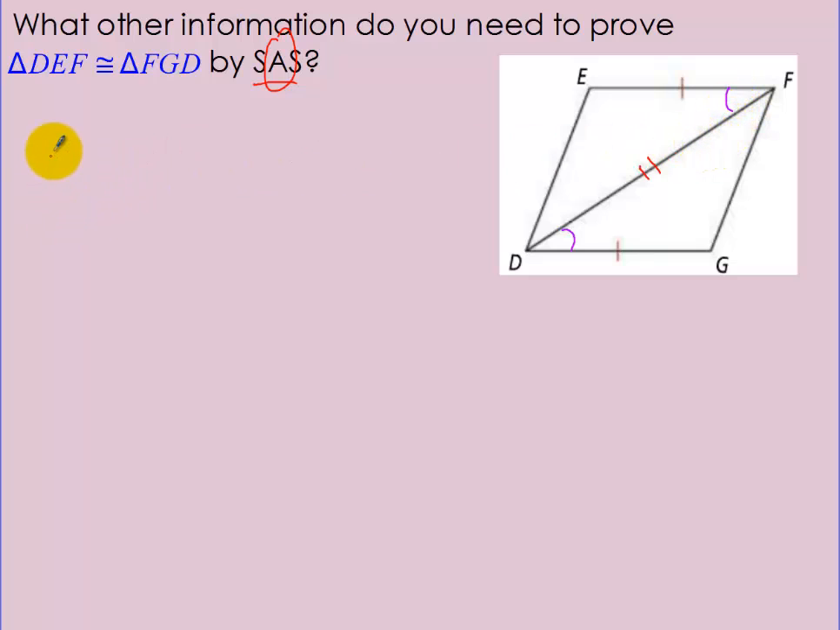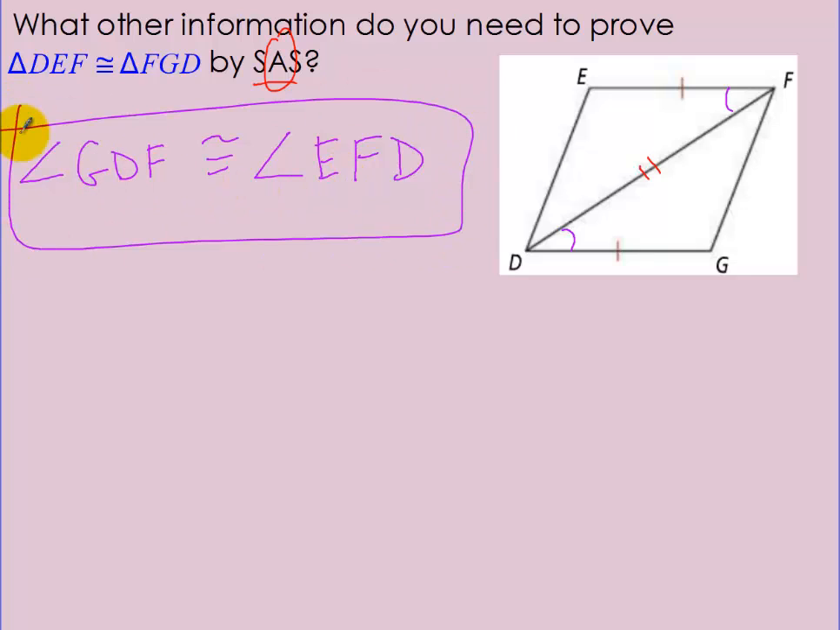So what information do we need to know? We need to know that angle GDF is congruent with, and matching this up, angle EFD. So we need to know that these are congruent. That's the missing information to prove by side angle side.